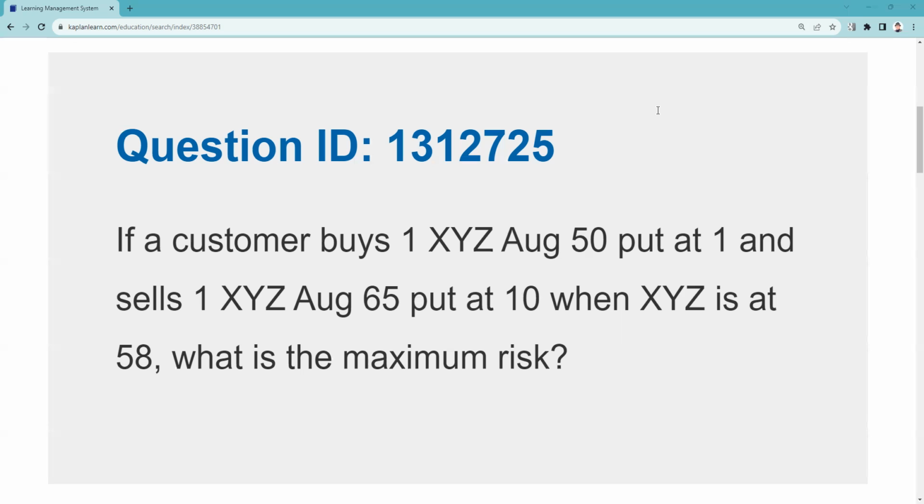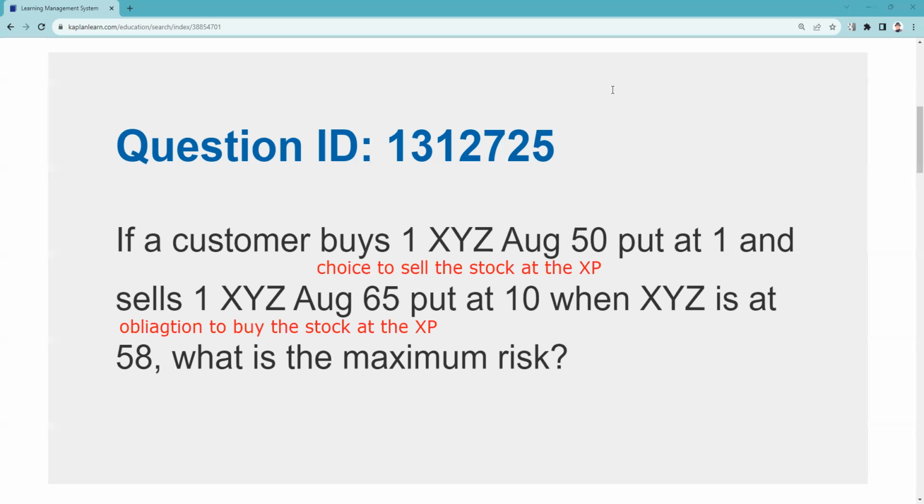Here is a customer who buys 1 XYZ October 50 put at 1 and sells 1 XYZ October 65 put at 10. What I recommend, it's a buffet, take what you like, leave what you don't. I like to underneath the leg say, okay, what am I looking at? I'm looking at a choice to sell the stock at 50 and an obligation to buy the stock at 65. Those are the contract specifications.